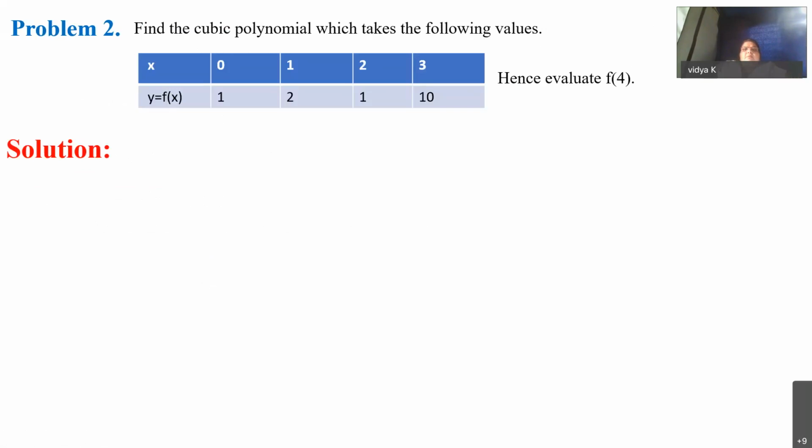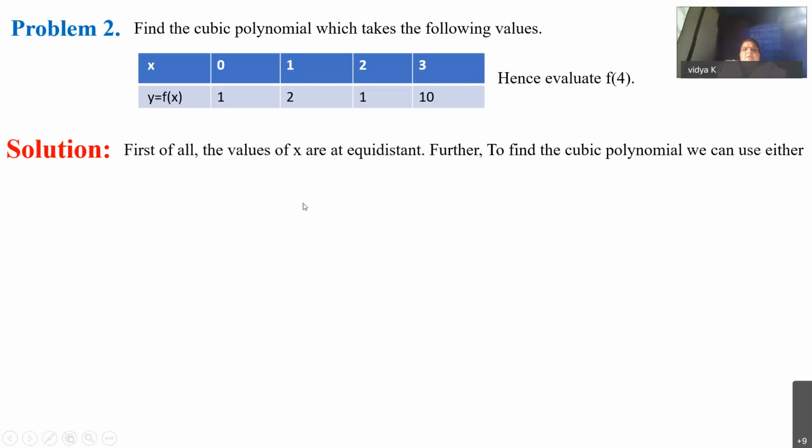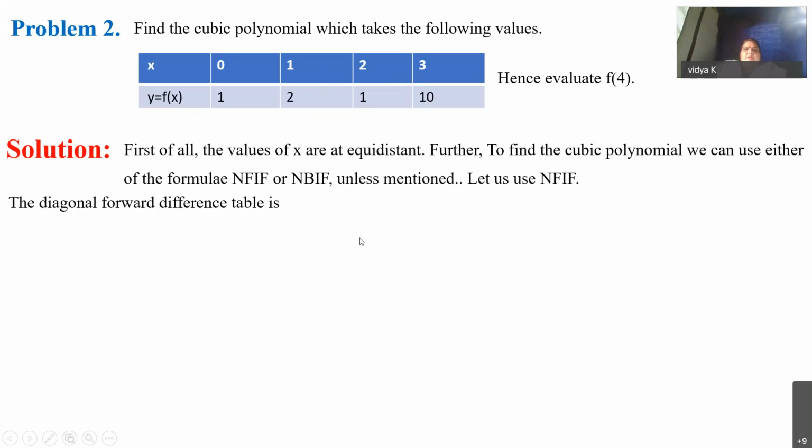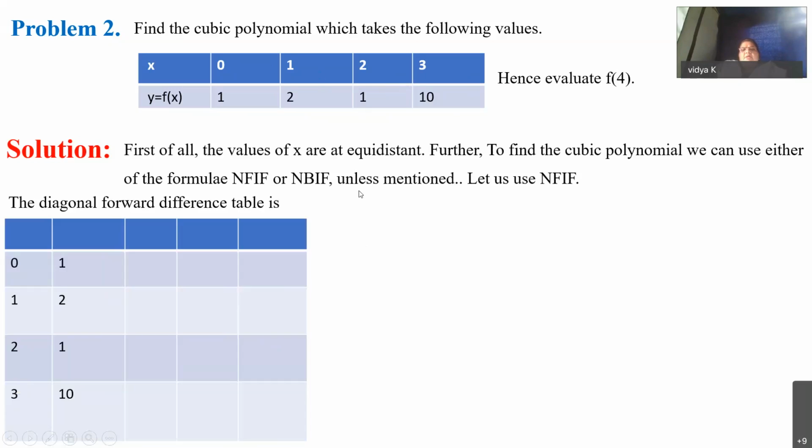Find the cubic polynomial which takes the following values. Whenever you want to find the cubic polynomial, you can use either NBIF or NFIF. First you should check whether those values of x are at equidistance or not. They are at equidistance, right? 1 minus 0 is 1, 2 minus 1 is 1, 3 minus 2 is 1. So if they are at equidistance, you should use either NFIF or NBIF.